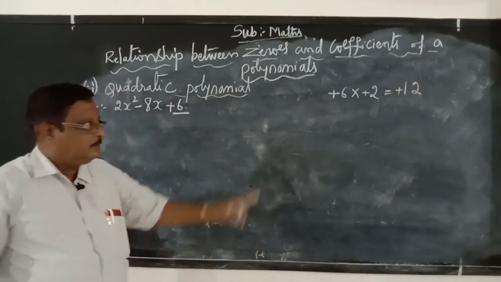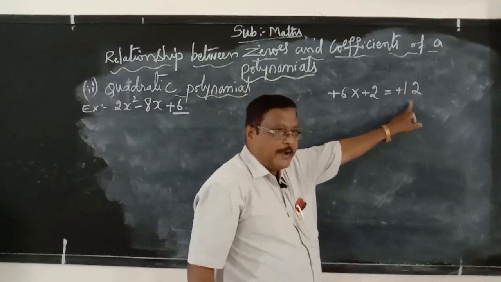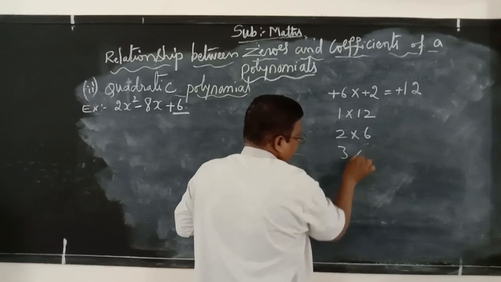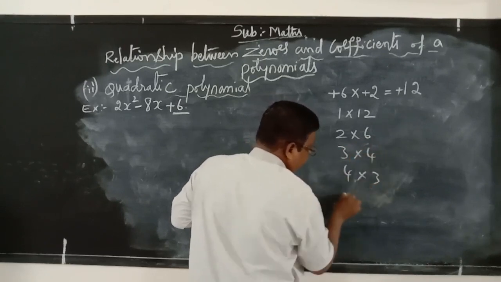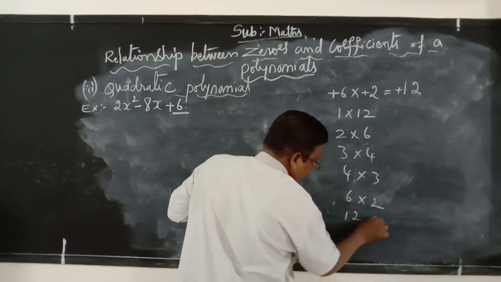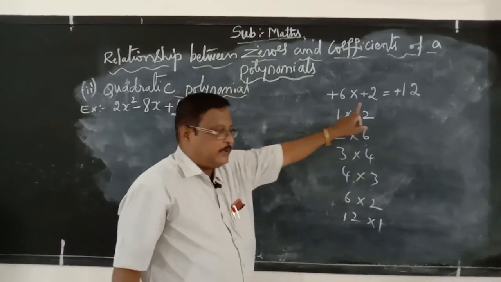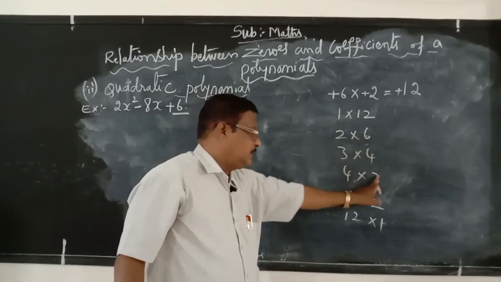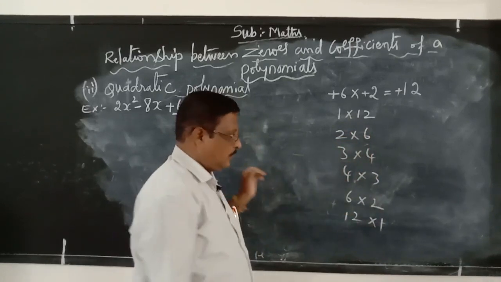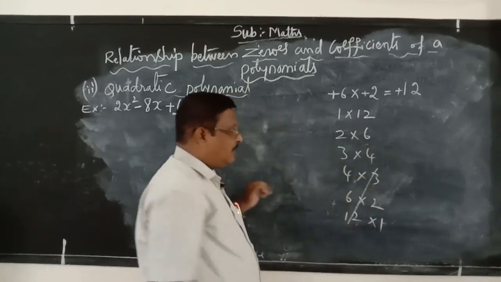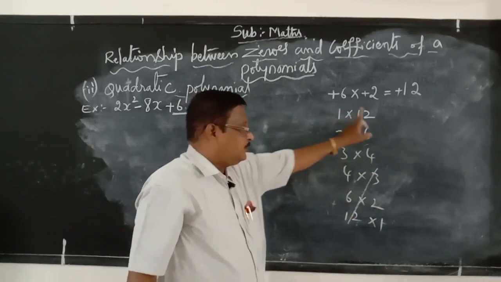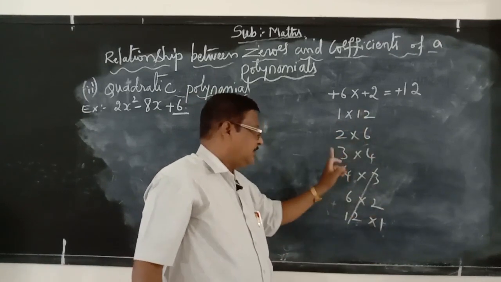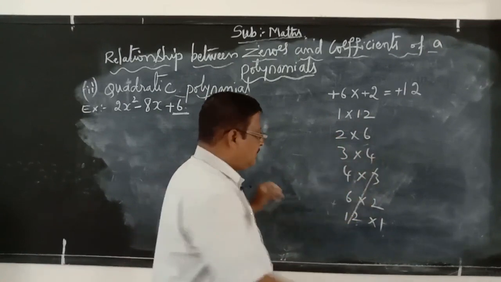For the number 12, you find a table: 1 into 12, 2 into 6, 3 into 4, 4 into 3, 6 into 2, 12 into 1. See here 1 into 12, this is the suitable table. 2 6s are 12, 3 4s are 12, 4 3s are 12, 6 2s are 12 and 12 1s are 12. Here these three are cancelled, the repeated ones. Here 1 into 12 is nothing but 12 into 1. Here 2 into 6 is nothing but 6 into 2. Here 3 into 4 is nothing but 4 into 3. Only these three you take.